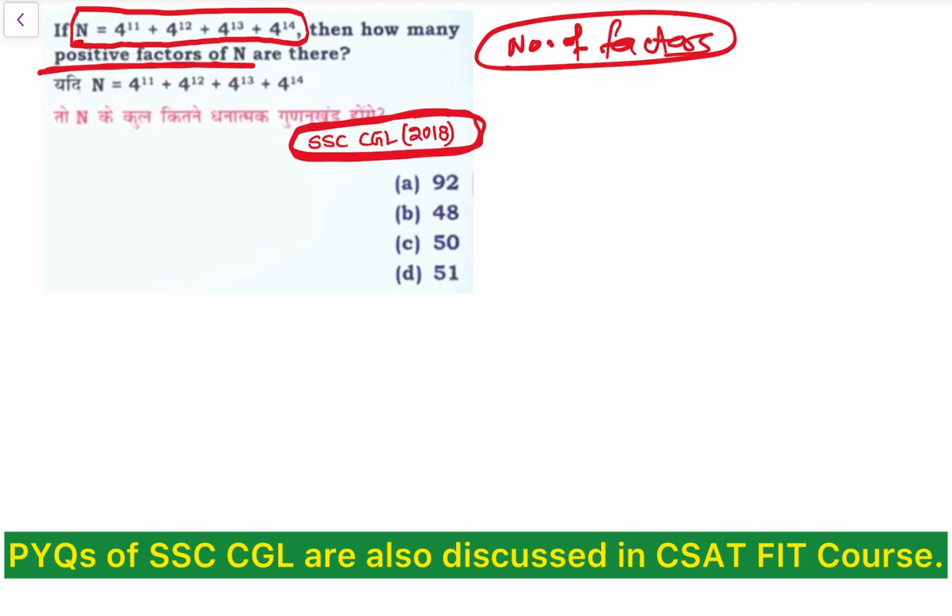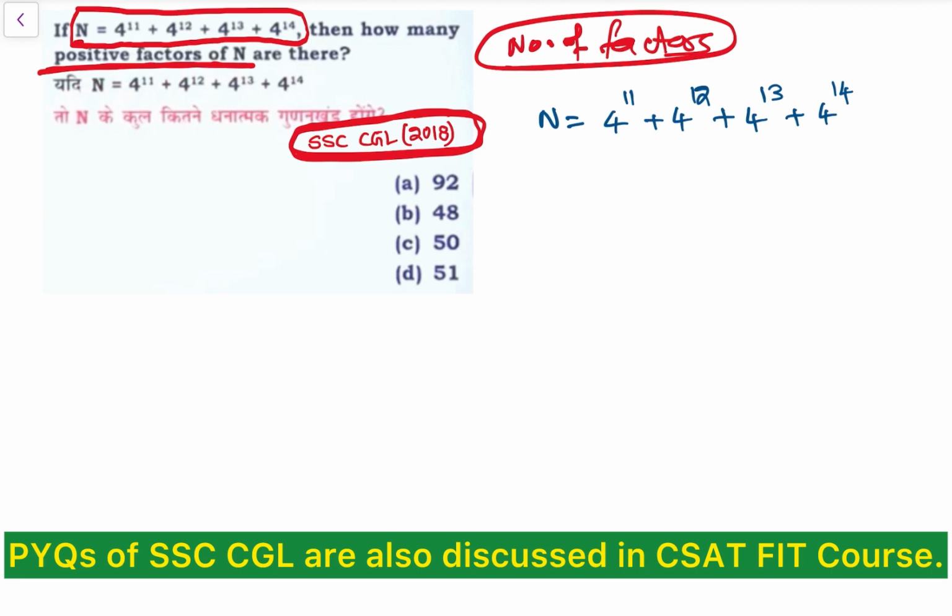It is asking for the number of factors. So one way of calculating this: n is equal to 4 to the power 11 plus 4 to the power 12 plus 4 to the power 13 plus 4 to the power 14. We need to calculate the number of factors of this. So we need to bring this number to its prime factorization, prime numbers to the power.